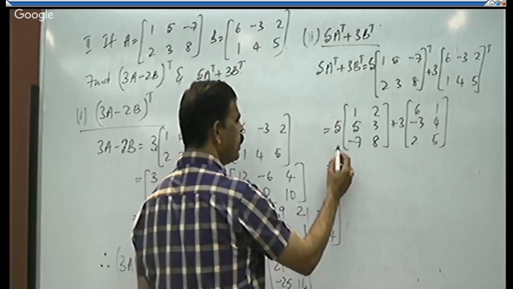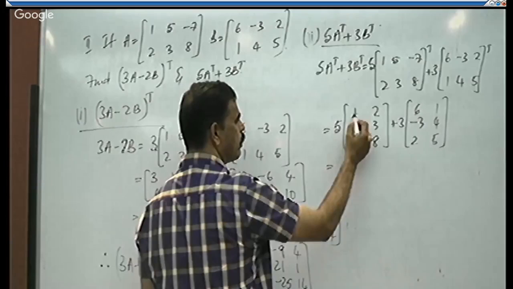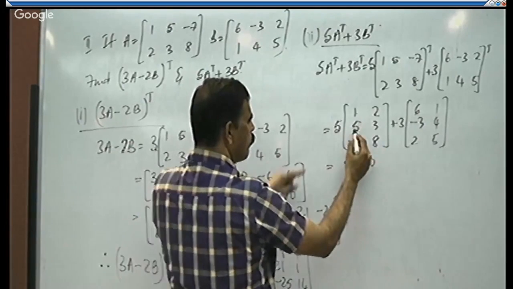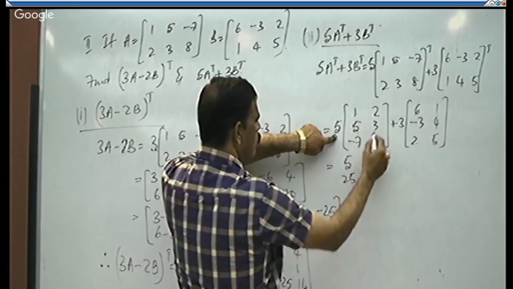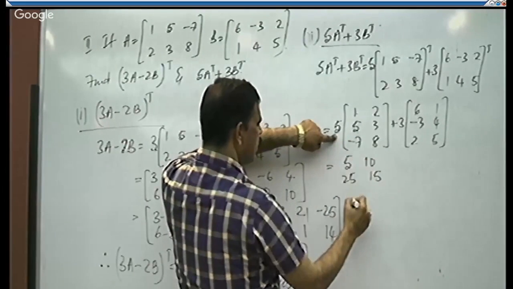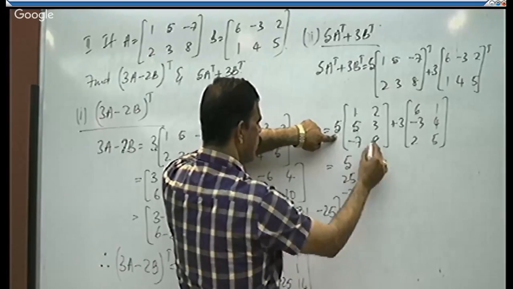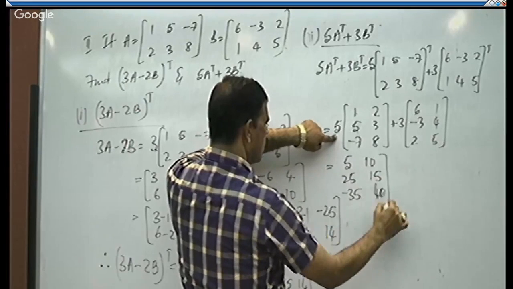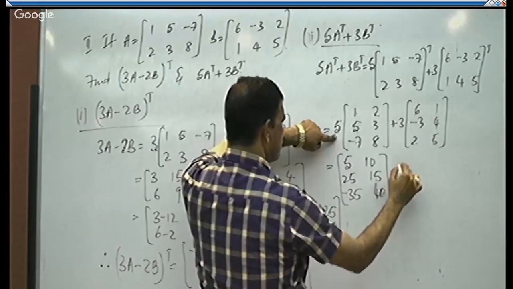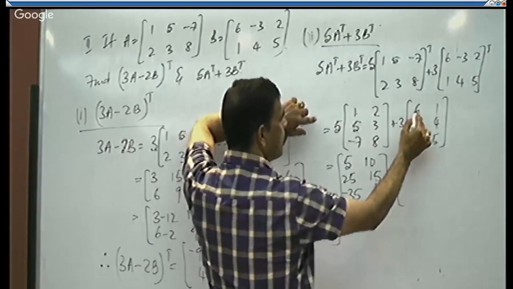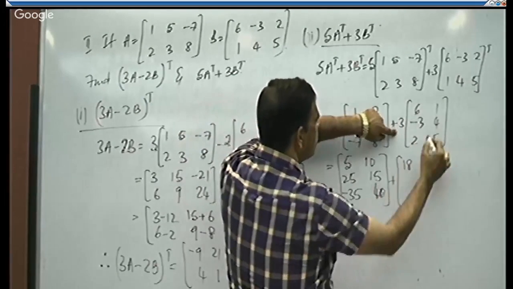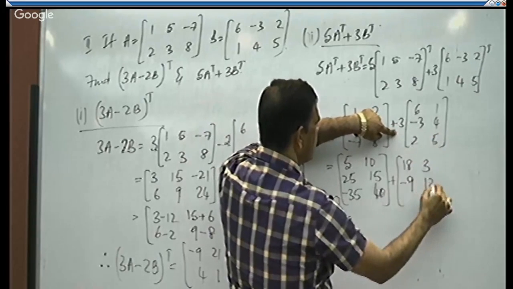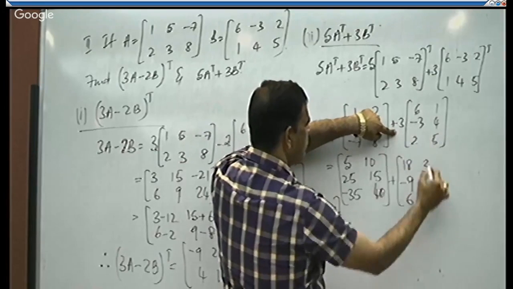In the next step, I need to multiply with 5. 5 into 1, 5, 5 into 2, 10, 5 into 5, 25, 5 into 3, 15, 5 into minus 7, minus 35, 5 into 8, 40. Plus, multiply second matrix with 3. 3 into 6, 18. 3 into 1, 3. 3 into minus 3, minus 9. 3 into 4, 12. 3 into 2, 6. 3 into 5, 15.